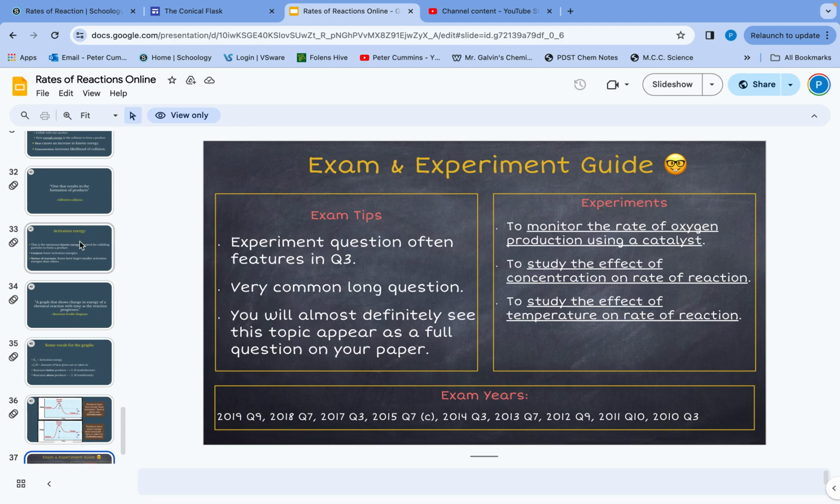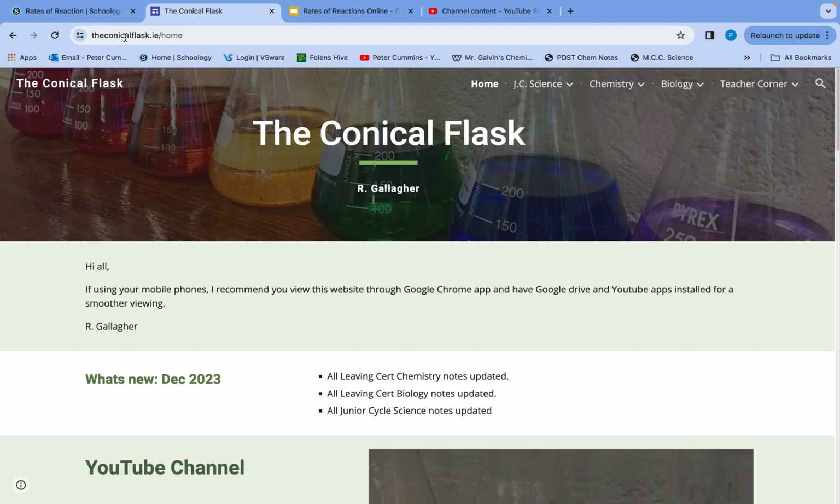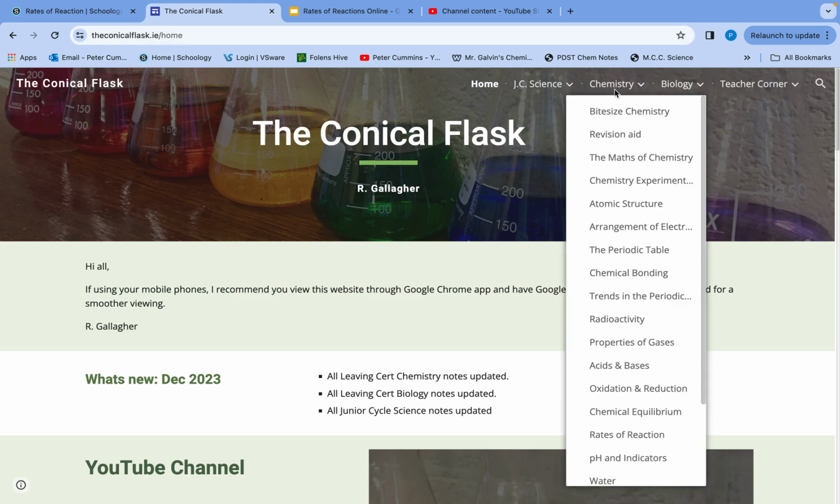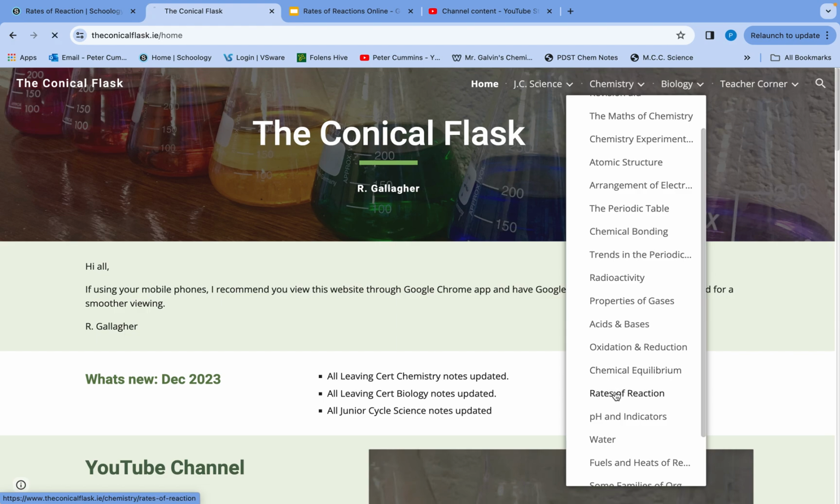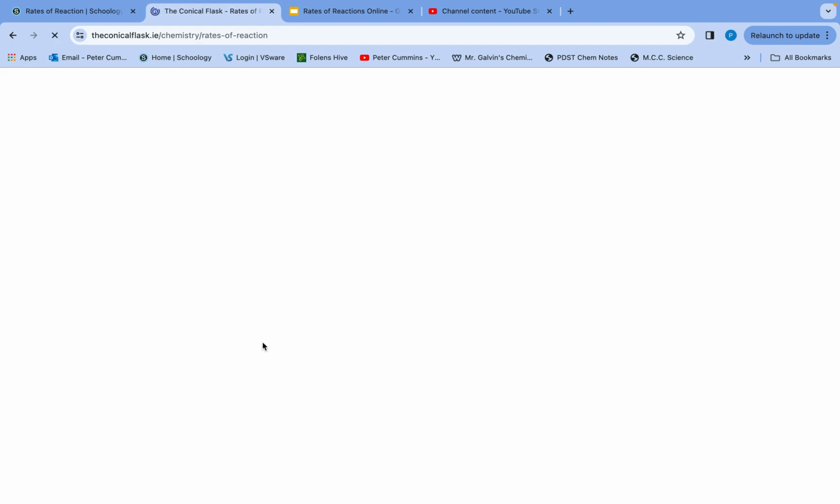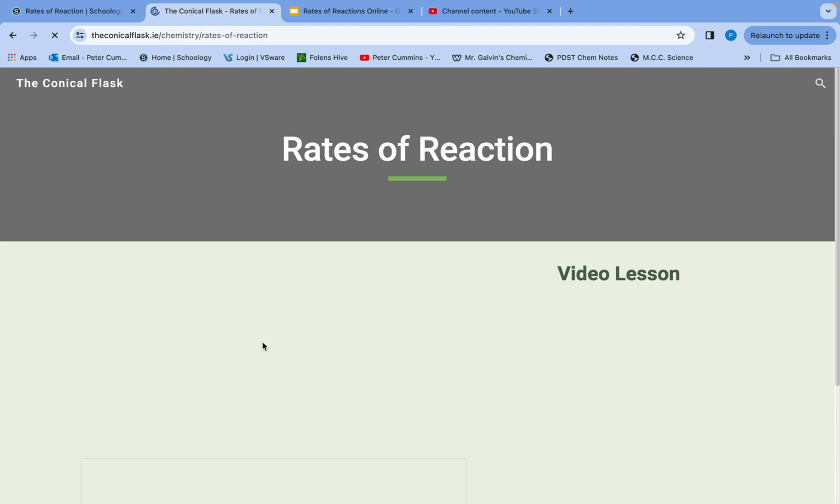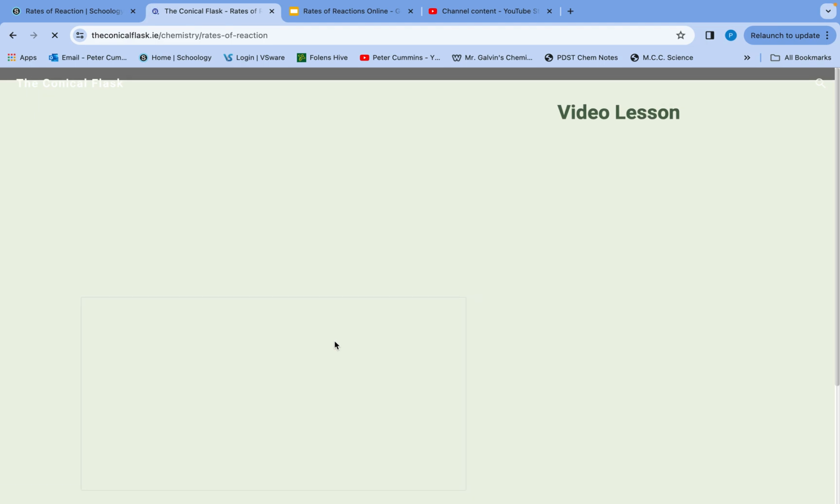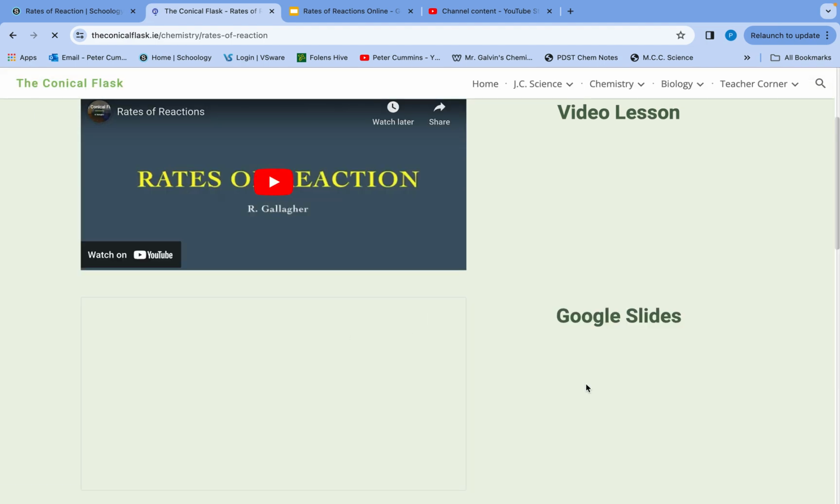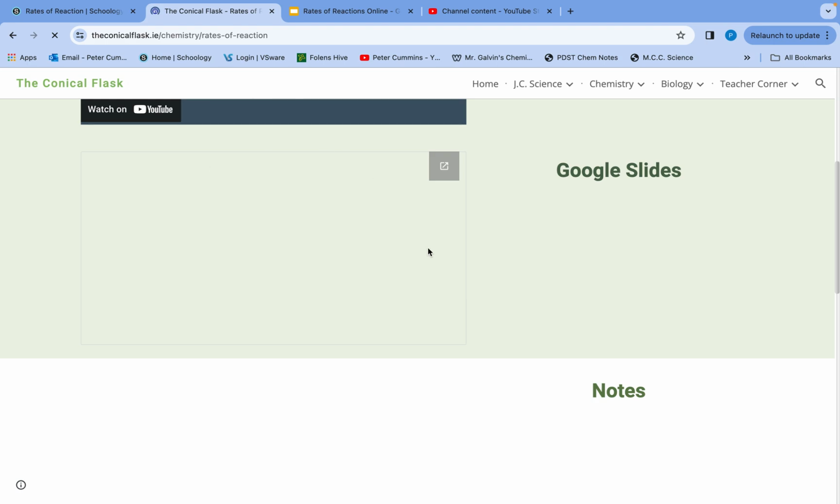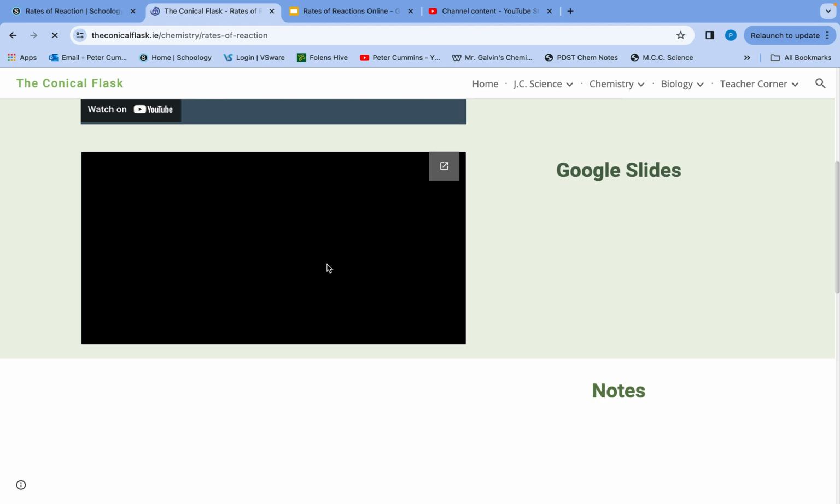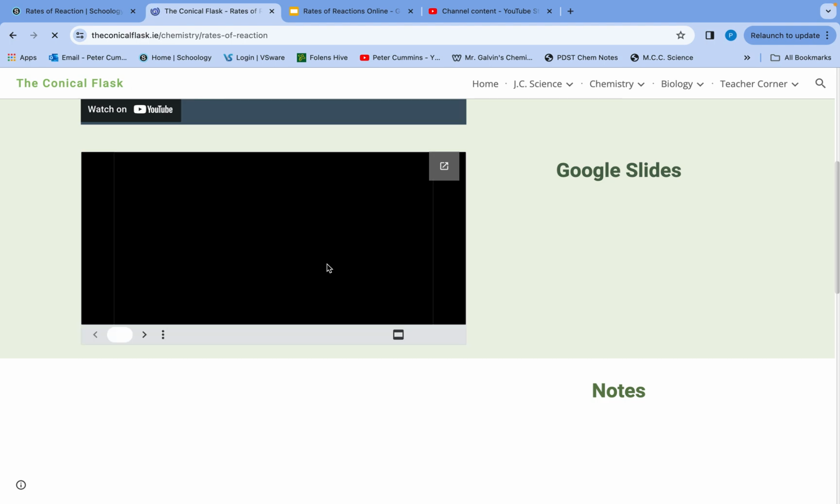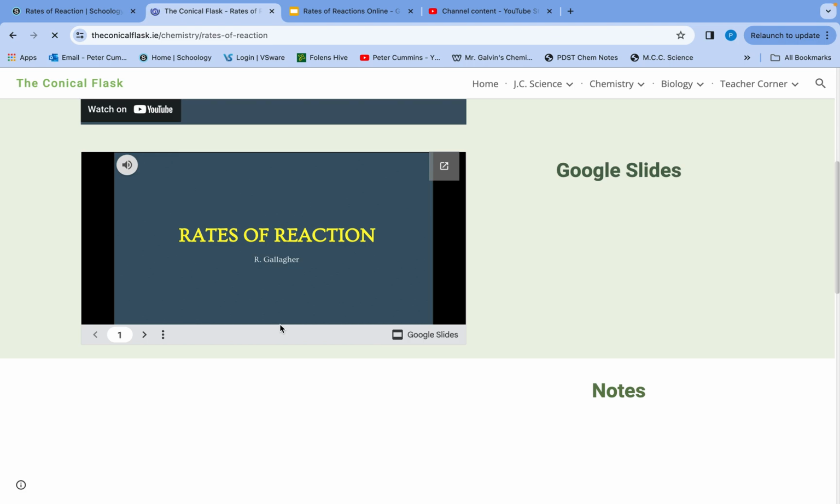There are a couple of ways of doing this. The best way to do it is this website here called the Conical Flask, theconicalflask.ie. And up here, go to chemistry and go right down to rates of reactions. This is a fabulous website. I probably showed you before, but it has a video lesson you can watch. It has, if it loads, the slides are here. The slides are in here. So if you click into that, it will bring you into the slides. Find the catalytic poison one and take down the rest of them into your own notes.